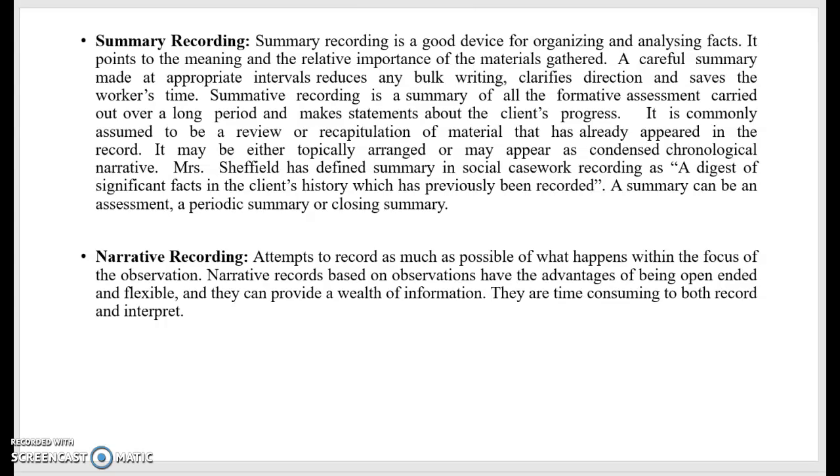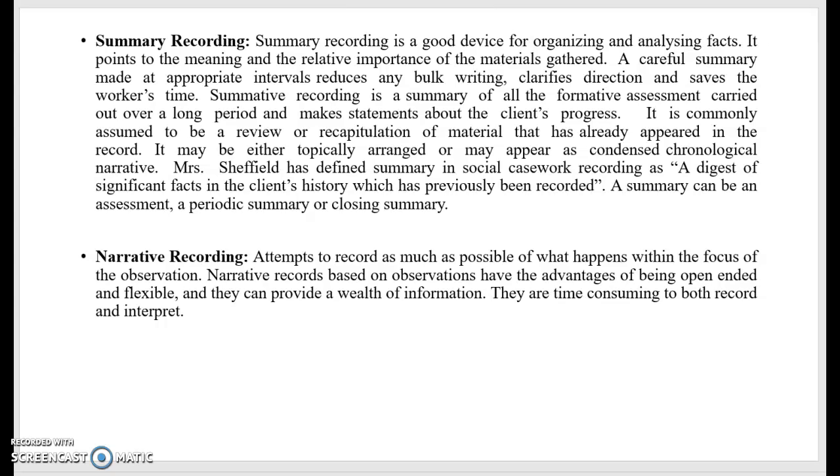Miss Sheffield has defined summary in social casework recording as a digest of significant facts in the client's history which has previously been recorded. A summary can be an assessment, a periodic summary, or closing summary.